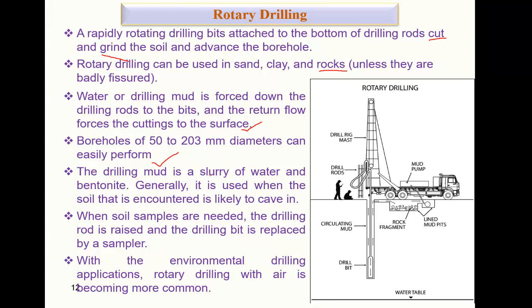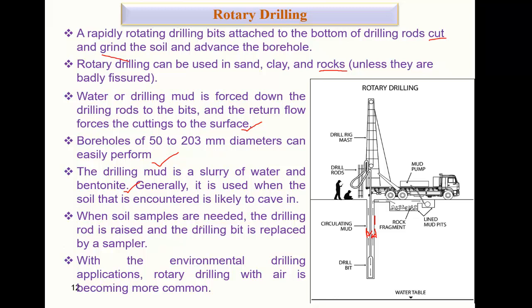The drilling mud is a slurry of water and bentonite. Do you know what bentonite is? It is a kind of chemical which does not allow the surface soil to cave in. This soil has a tendency to cave in, so if you apply bentonite, it will not cave in. It will be stable. So generally it is used when the soil encountered is likely to cave in, or has a chance to collapse to the bottom and cover the hole.